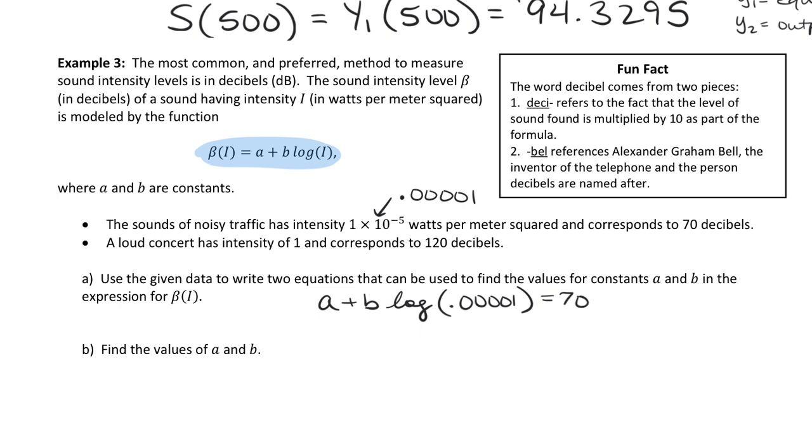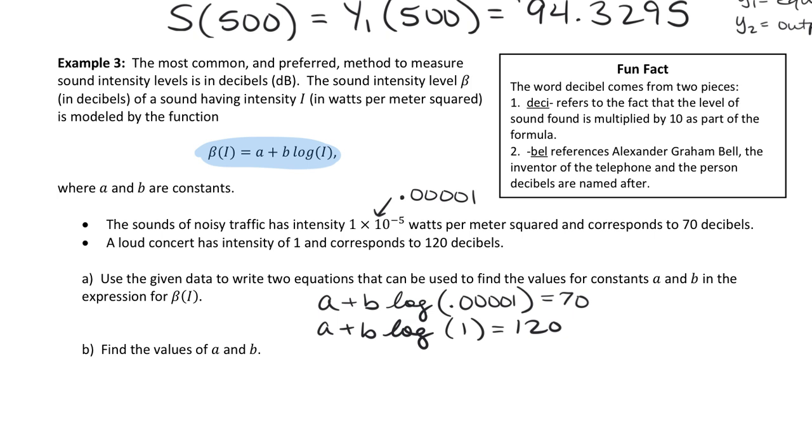70. Right. You can still put it in scientific notation, correct? Yes. Do these calculators? Yes, but I prefer the decimal. A loud concert has intensity of 1, so this is a plus b times the logarithm of 1 and corresponds to 120 decibels. Because our output is decibels when our input is intensity. So I put the intensity numbers inside and the decibels on the outside.